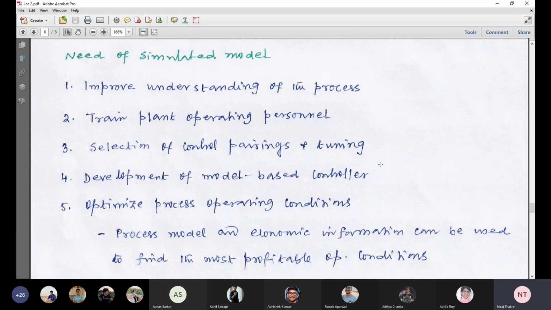Fourth one is model-based controller development, which involves the model. The name itself suggests that this model-based controller requires the process model. And last one is, for finding the optimal operating condition, we need to use the process model. Right? These are the five important points related to the necessity of the simulated model.